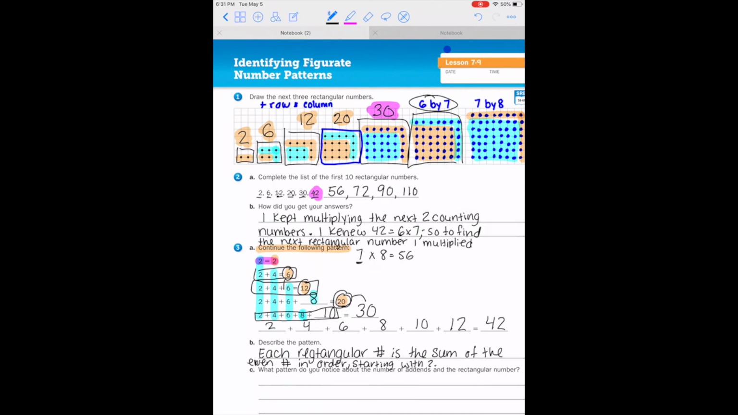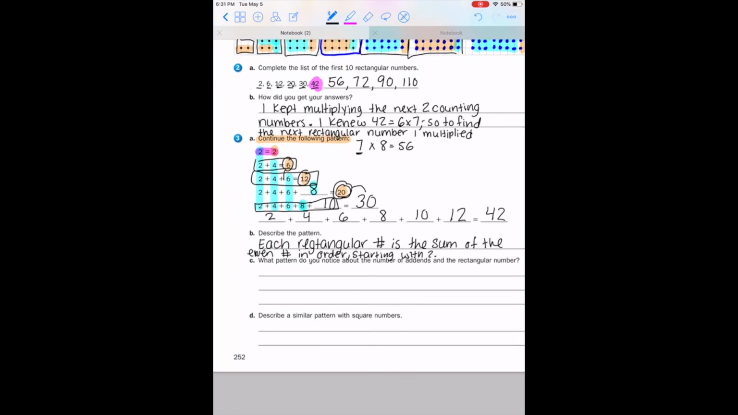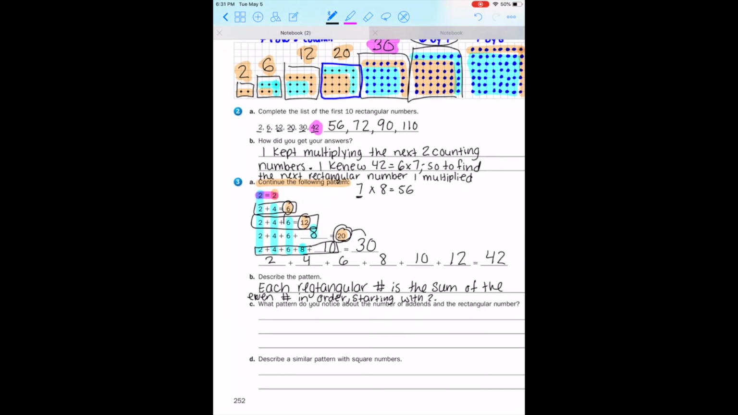Okay, I want you guys to skip, oh no, sorry, not skip C. We're going to skip D, so you can actually just put a cross through it now because I want to do more review of square numbers before I have you answer that. So it says, what do you notice about the number of add-ins and the rectangular number? So remember, an add-in is a number you're adding. I'm just going to erase my highlight because I'm going to have to highlight again, and I'll fill in the numbers I left off.